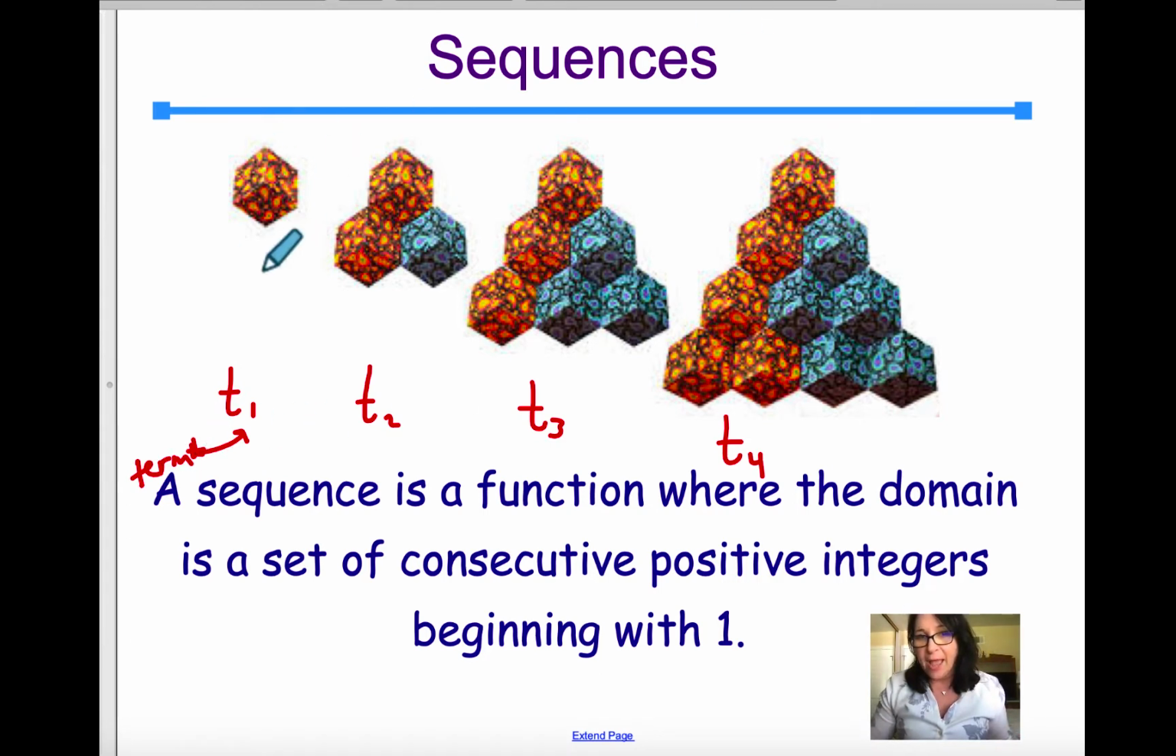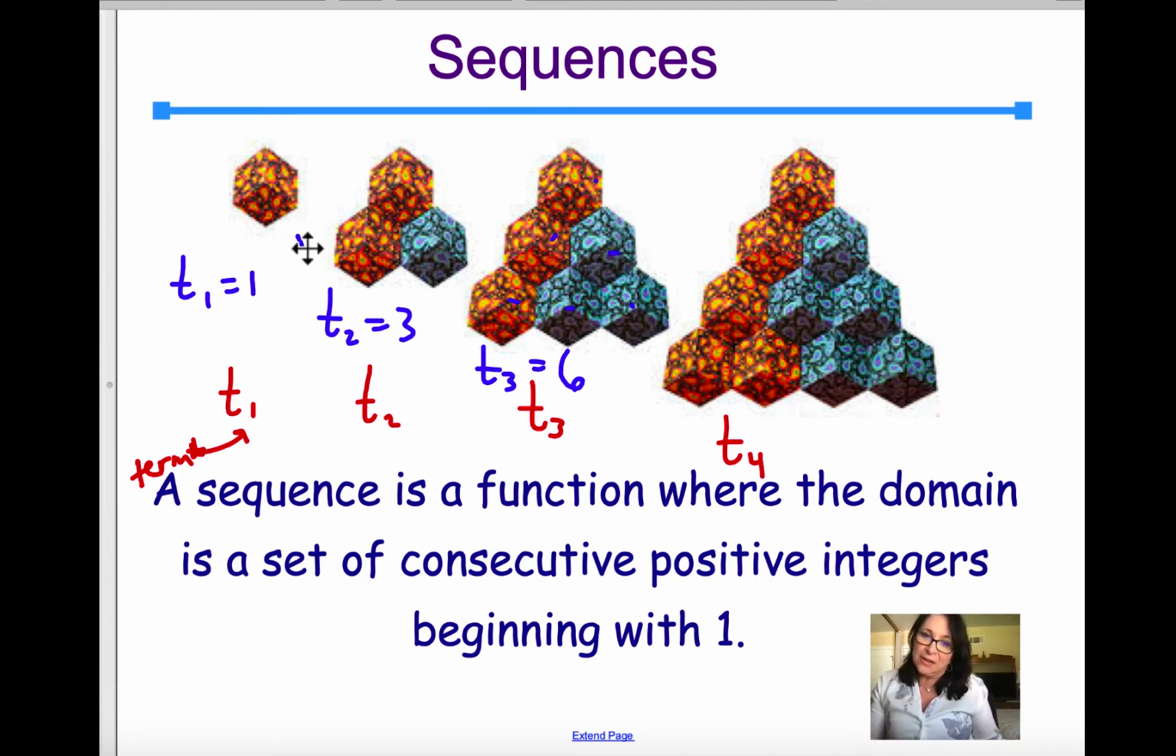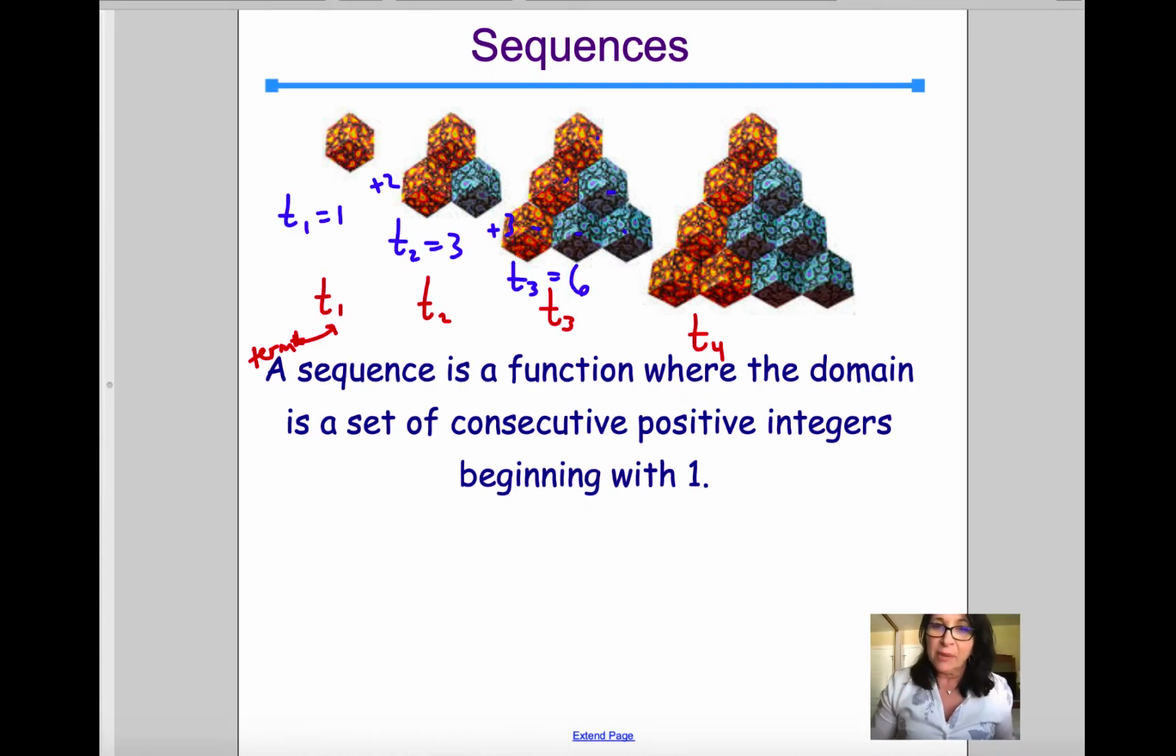And for this problem, for t of 1, the first term has 1 value. The second term has 3. The third term has, let's see, 1, 2, 3, 4, 5, 6, etc. And it looks like we're adding 2, we're adding 3. This is not arithmetic. Let's see if I can be multiplying. 1 times 3 is 3. 3 times 3 is 9. Well, that's not geometric. So occasionally a sequence is going to be neither arithmetic nor geometric. So we just would say this is neither, however you say that.